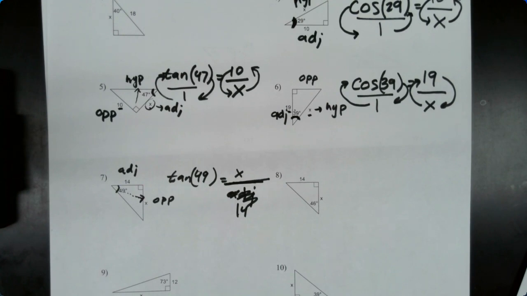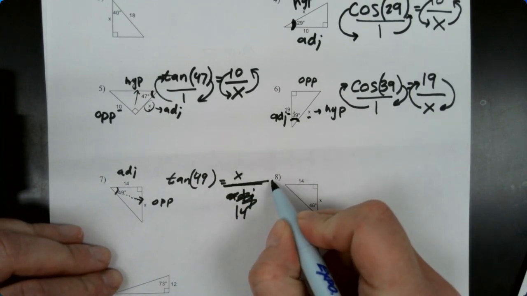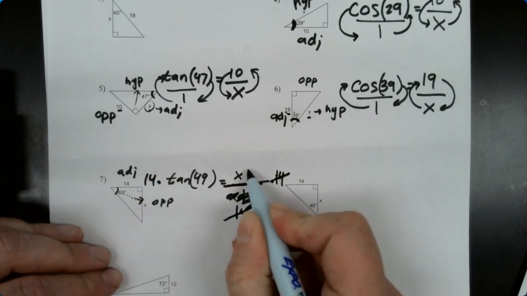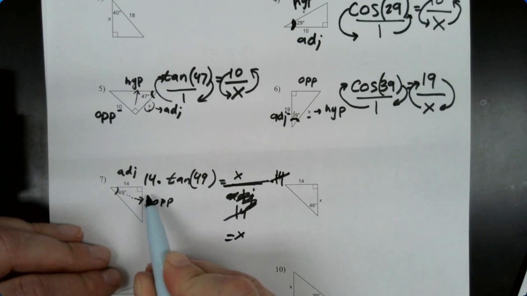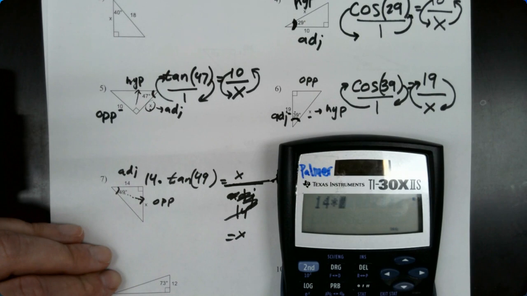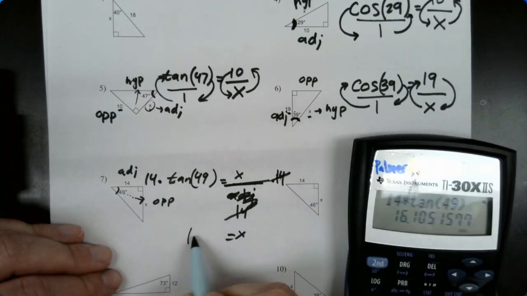And then how do we solve this one? Harley, how do we do the next step? What do we do next? Good. Multiply by 14. We're trying to get x by itself. So multiply by 14. So x is 14 times tangent of 49. Okay, and then we want to keep one decimal place. There's a 0 in the second decimal. So we're going to just round to 16.1, just like you got. Good.